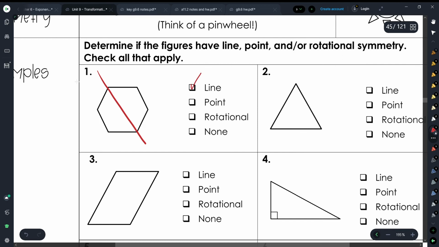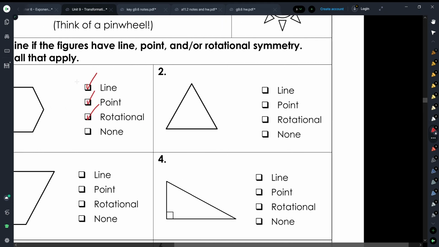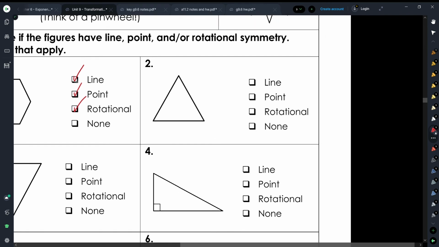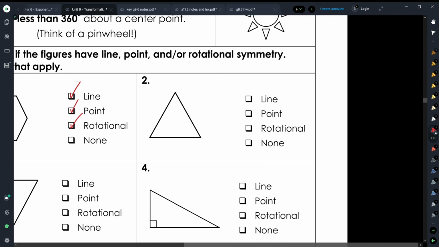Point symmetry. Remember, if I turn my paper upside down, does it look the same? It does. If it has point symmetry, it's automatically going to have rotational symmetry. You're doing a 180 degree rotation whenever you flip your paper, so if it looks the same upside down, it has rotational symmetry at 180 degrees. Just know that if it has point symmetry, it has to have rotational symmetry, because point symmetry is just a specific type of rotational symmetry, i.e. 180 degrees.